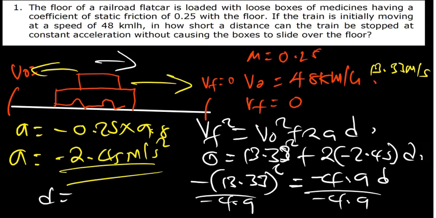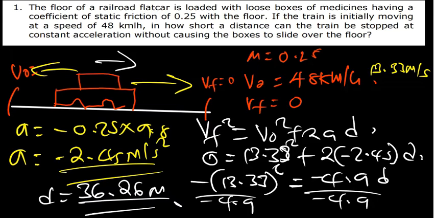We divide it by 13.33 squared. We divide it by 4.9. So I'm getting my distance to be 36.26 meters. So this is going to be the distance now. So that is it for this question.